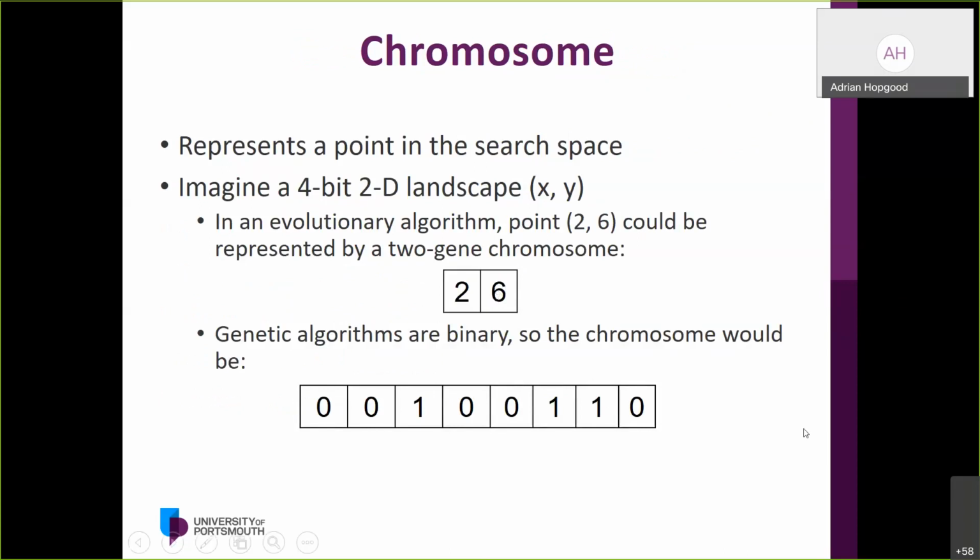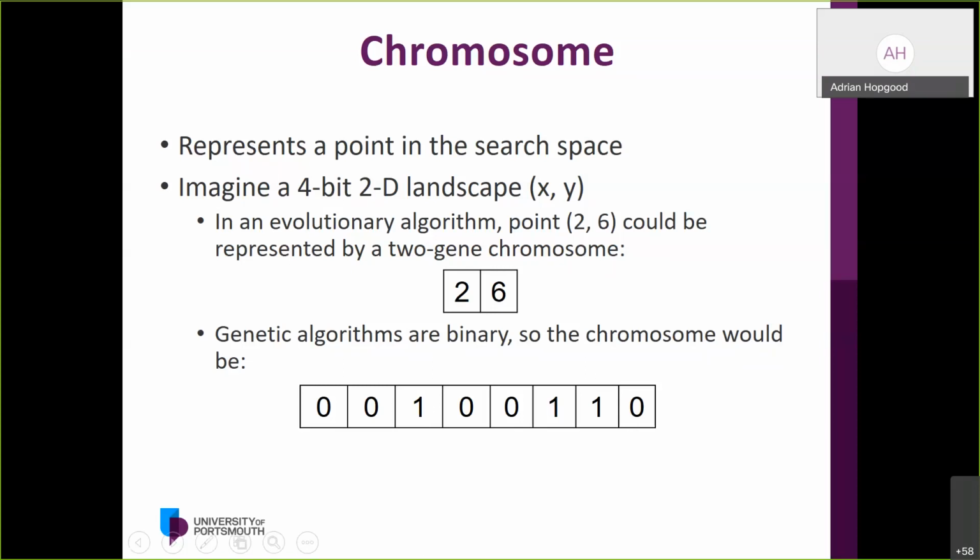But actually, genetic algorithms are binary. The more general phrase of evolutionary algorithms is not necessarily binary, but genetic algorithms are always binary. So you'd use the binary representation of 2, which would be with a couple of leading zeros, 1, 0, and the binary representation of 6 would be 0, 1, 1, 0.